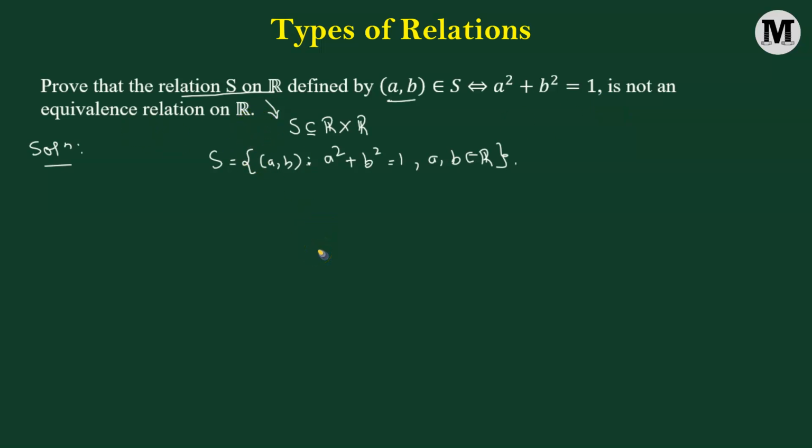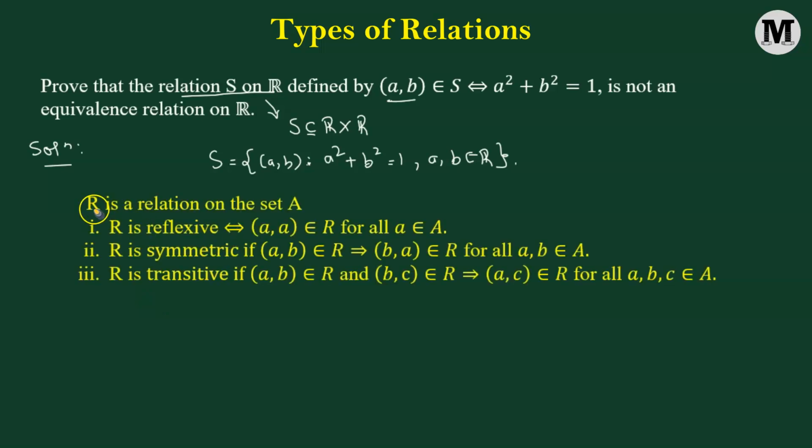Now, what does it mean when we say a given relation is an equivalence relation? There are three things that we need to check. We need to show that the relation S is reflexive, symmetric, and also transitive, then the given relation automatically becomes an equivalence relation. So for any relation R on the set A, R is reflexive if and only if the ordered pair (a, a) belongs to the relation R for all a belonging to the set A. R is symmetric if (a, b) belonging to R implies that (b, a) also belongs to R, for all a and b belonging to the set A.